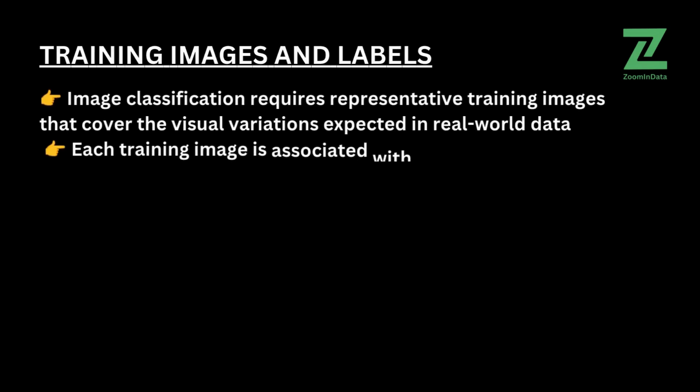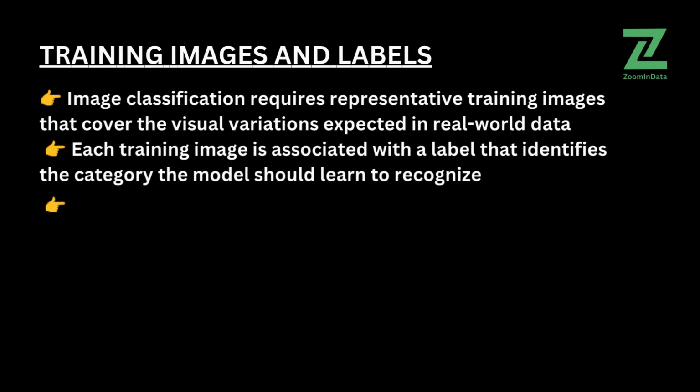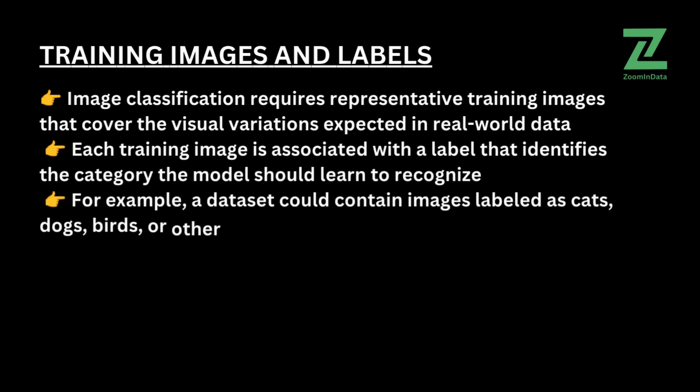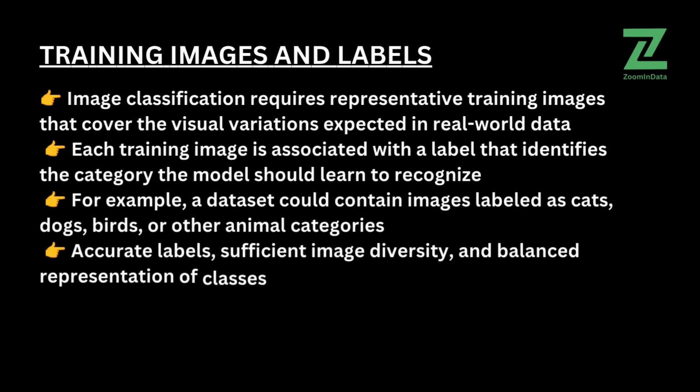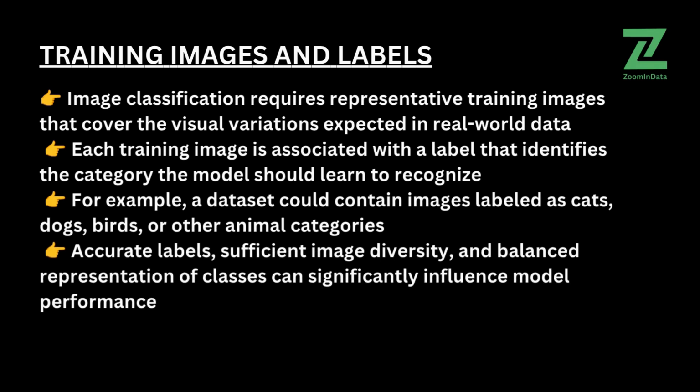Image classification requires representative training images that cover the visual variations expected in real-world data. Each training image is associated with a label that identifies the category the model should learn to recognize. For example, a dataset could contain images labeled as cats, dogs, birds, or other animal categories. Accurate labels, sufficient image diversity, and balanced representation of classes can significantly influence model performance.